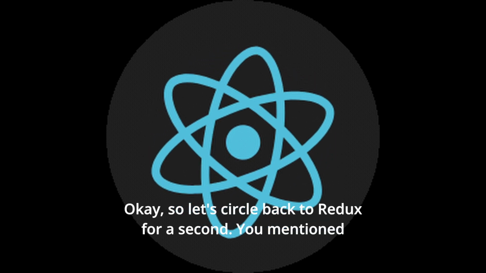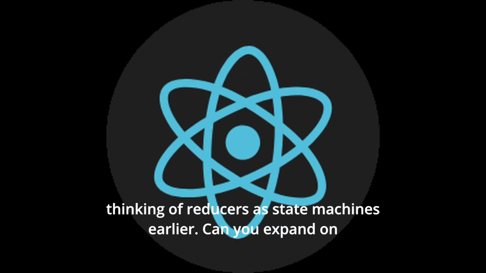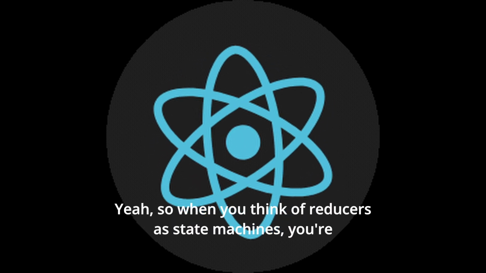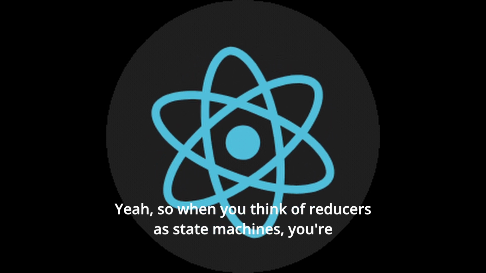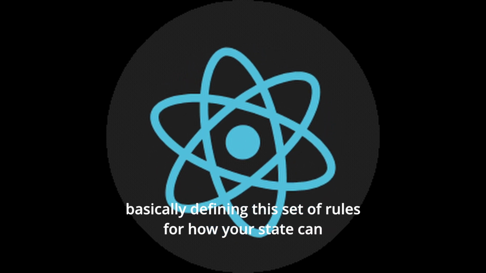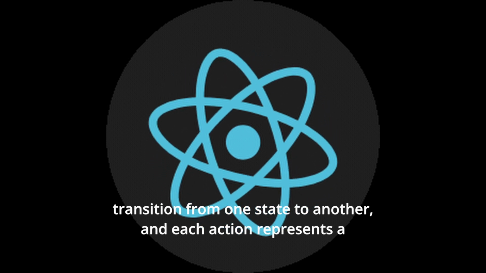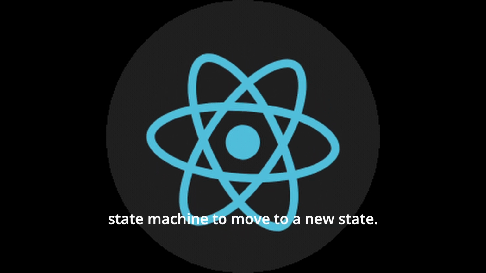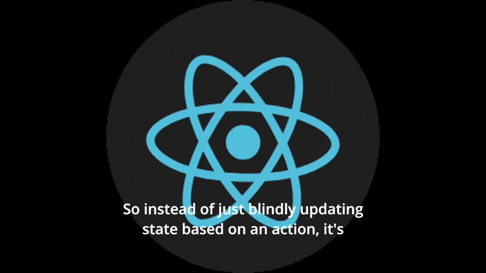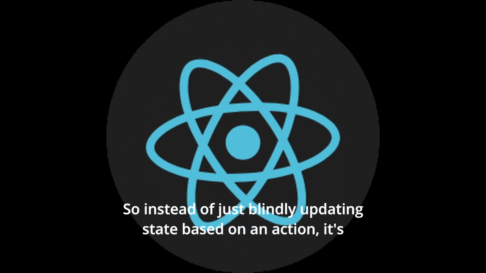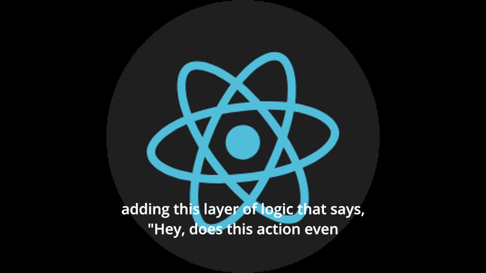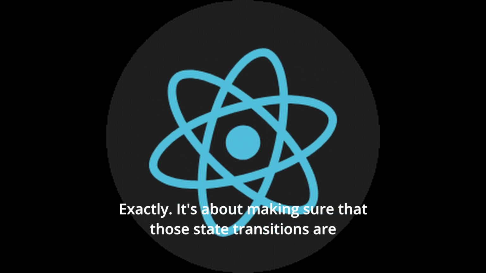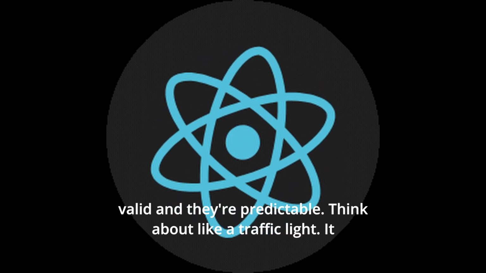Okay, so let's circle back to Redux for a second. You mentioned thinking of reducers as state machines earlier. Can you expand on what you mean by that, and why is that an important way to think about them? Yeah, so when you think of reducers as state machines, you're basically defining this set of rules for how your state can transition from one state to another, and each action represents a possible trigger that can cause the state machine to move to a new state. So instead of just blindly updating state based on an action, it's adding this layer of logic that says, hey, does this action even make sense given the current state of our application? Exactly. It's about making sure that those state transitions are valid and they're predictable.